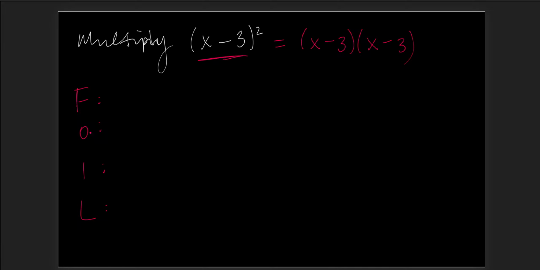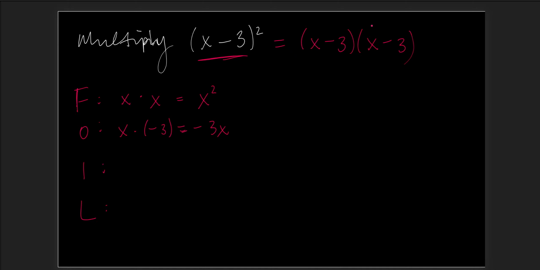FOIL stands for first, outer, inner, last. So the first positions are here, x and x. So x times x equals x squared. This is how we multiply this. O for outer. Outer is the x and the negative 3. So we multiply those. X times negative 3. That's negative 3x.